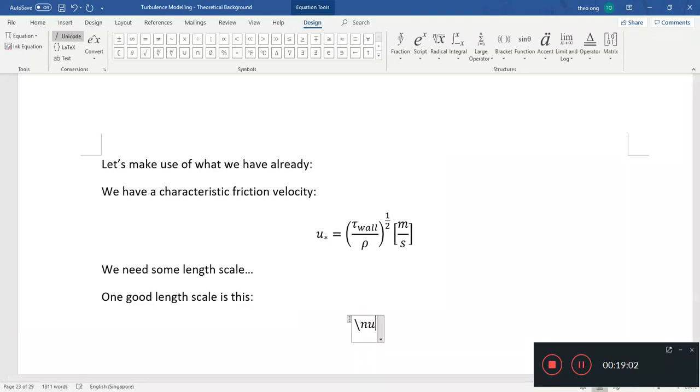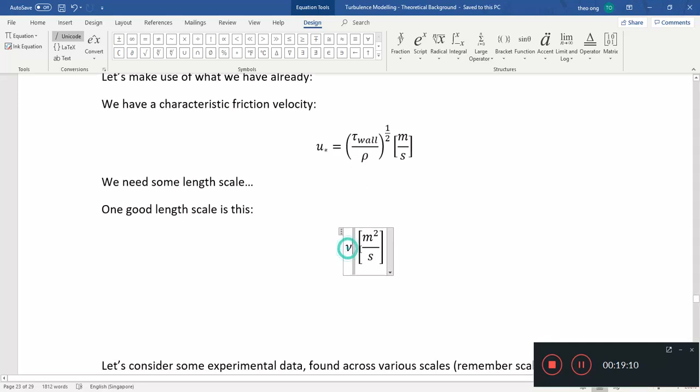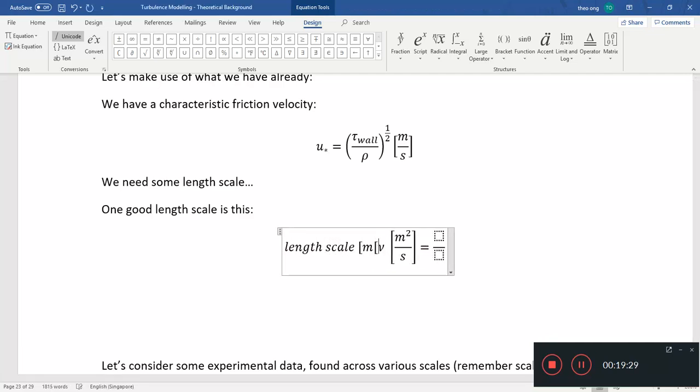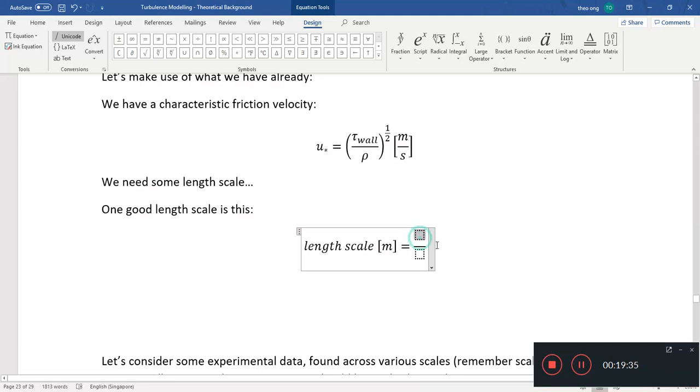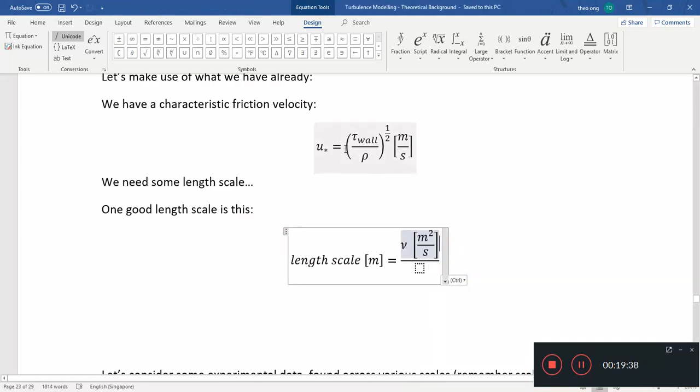We know that the kinematic viscosity nu is in units of meters squared per second. If we take this viscosity nu and divide it by this friction velocity, we will just get meters. So let's have a length scale in meters. Of course, it can be in other kinds of scales as well, like feet or whatever, but I'm just going to use meters because SI units are convenient.